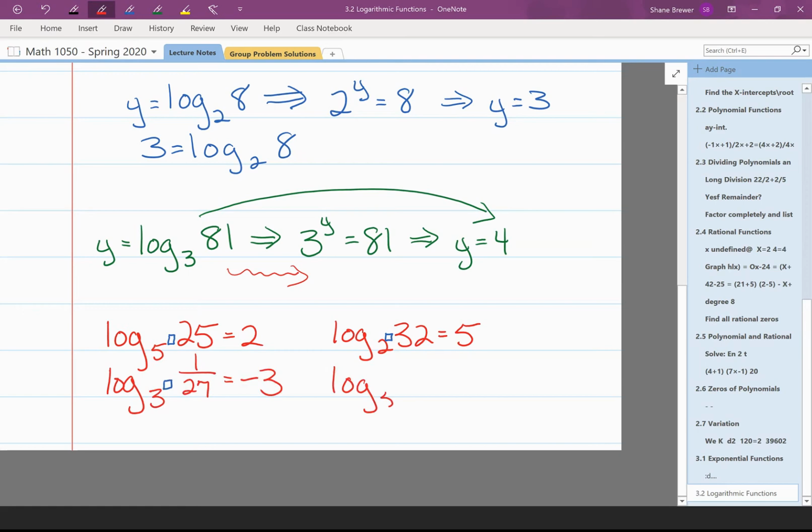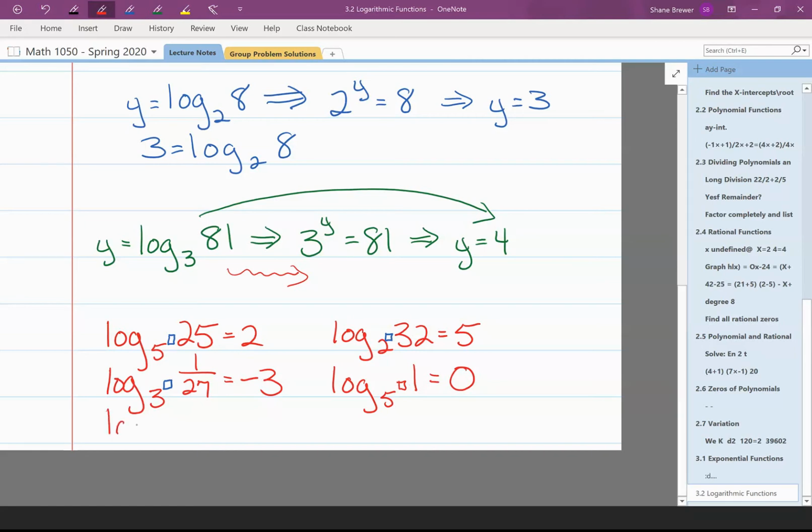Here's one, log base 5 of 1. So 5 raised to what power is 1? And the answer is going to be 0, right? Fill in this little box, right? Remember that rule of exponents, raising something to the 0 power is equal to 1. Okay. A couple other odd ones to be aware of.